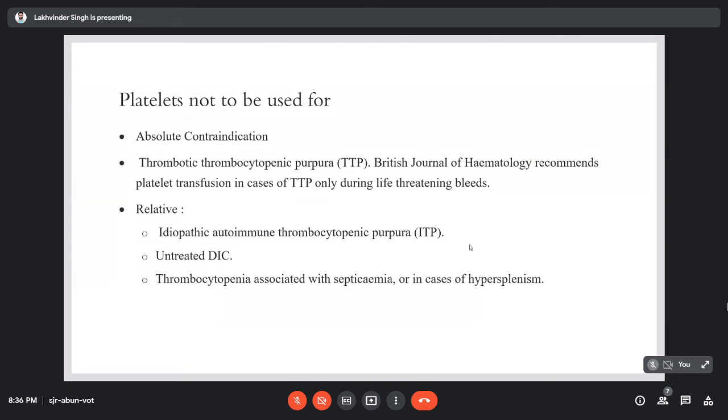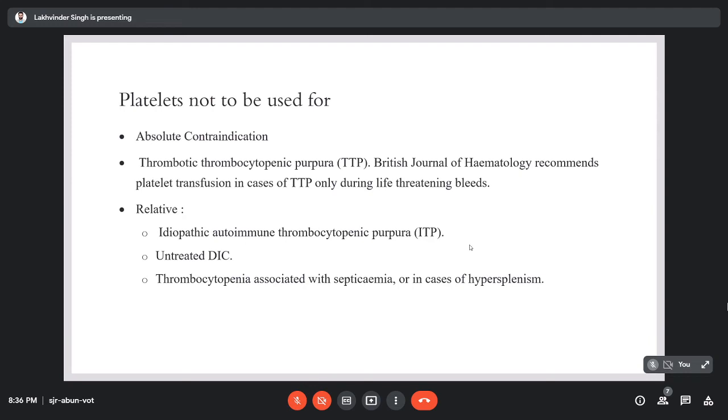Relative contraindications are idiopathic autoimmune thrombocytopenic purpura (ITP), because platelet destruction is going at a very fast rate. So even if you transfuse, it's going to get destroyed. So no point of giving. If bleeding is there, yes, again you can give. Untreated DIC, thrombocytopenia associated with septicemia, or in case of hypersplenism. This is for adults. For neonates, yes.